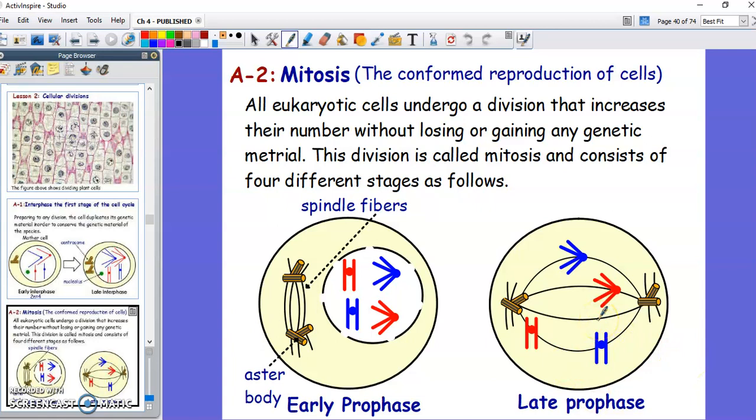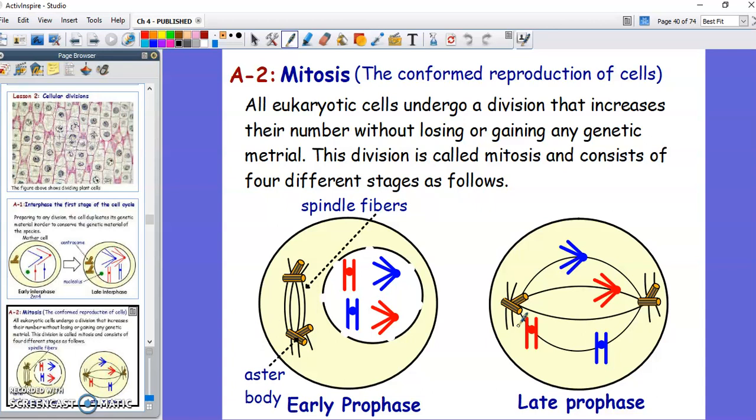Now, all the eukaryotic cells undergo a division that increases their number without losing or gaining any genetic material. That's the idea behind mitosis, that the genetic material is conserved. It does not change. It's the same. A cell containing 46 chromosomes will divide. It will give two daughter cells, each containing 46 chromosomes, and not half or a quarter.